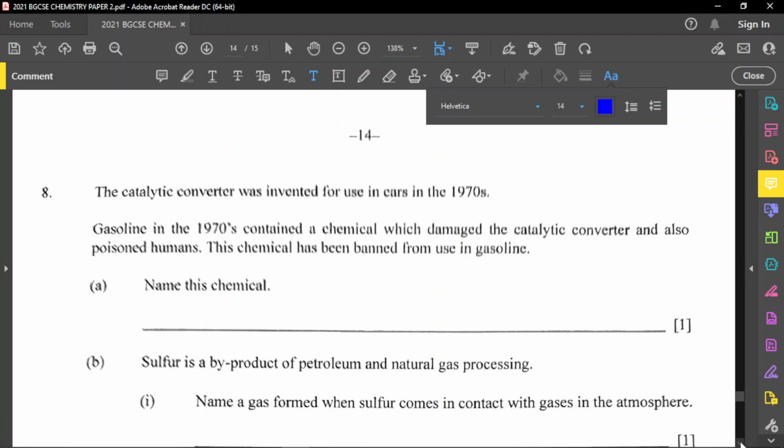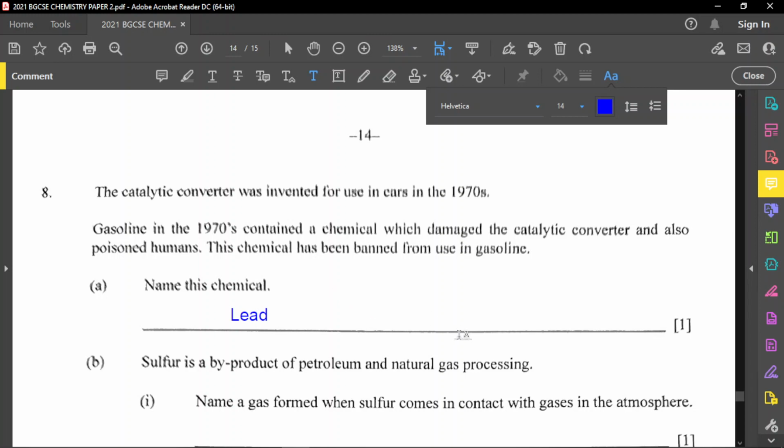Here now it said gasoline in the 1970s contained a chemical which damaged the catalytic converter and also poisoned humans. This chemical has been banned from use in gasoline, and they said name this chemical, and this chemical is lead, because you used to add lead to gasoline to make it leaded, and make it heavier and take a longer time to burn out. But of course, it causes some other problems. Again, as I mentioned, one area is to damage a catalytic converter, and lead could also poison us as well.